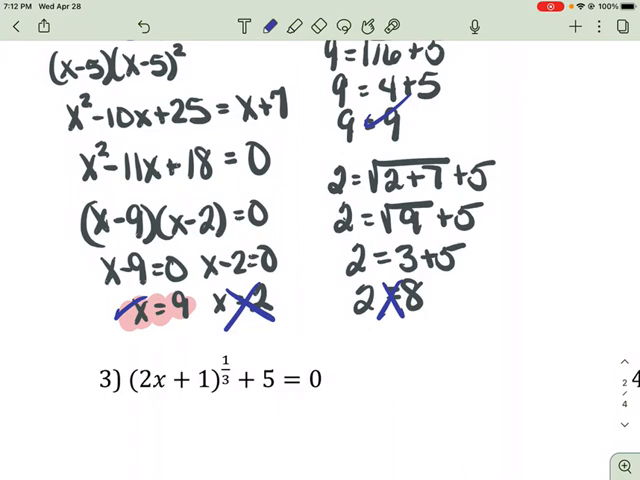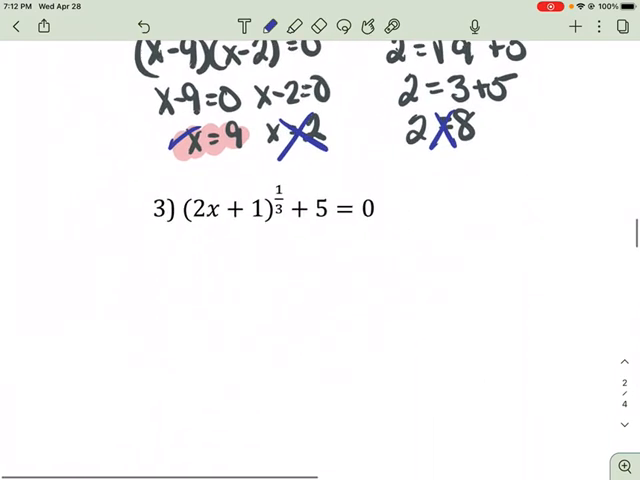So our only solution here is 9. And that happens sometimes. You could get multiple solutions. You can get one solution. You can get no solution. It just depends on the nature of the problem.